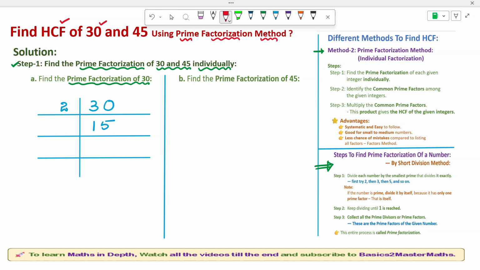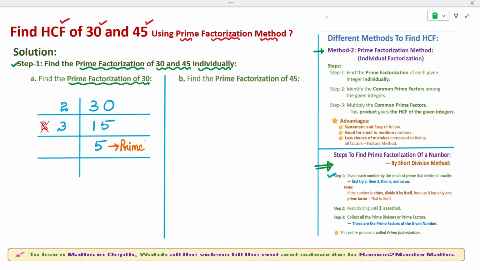Again, start dividing 15 by the smallest prime 2. Since 2 does not divide 15 exactly, we move to the next smallest prime 3. Since 3 divides 15 exactly, we get 5.